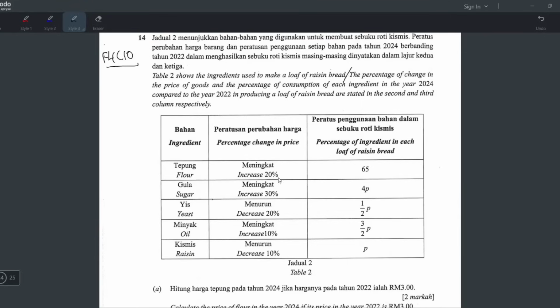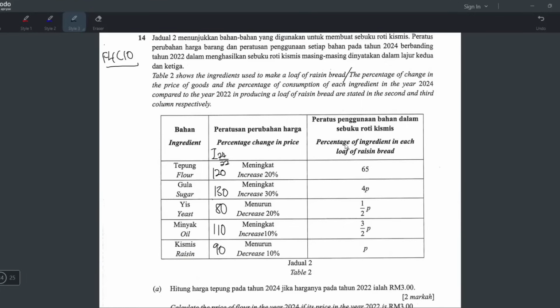Percentage change in price, increase 20% and so on. Okay, if they give you the percentage in price, it means you can find out the price index lah. But they mentioned the year here, 2024 compared to the year 2022. So this price index is for 24 based on 22. Always write the more recent year dekat atas, the less recent year you tulis bawah. So if I increase 20%, the price index will be 120. Increase 30, 100 plus 30, 130. Decrease will be 100 minus lah. So it'll be 100 minus 20, 80. Increase 10 is 100 plus 10, 110, and then decrease 10 is 100 minus 10, 90. So this is how you get all the price index.